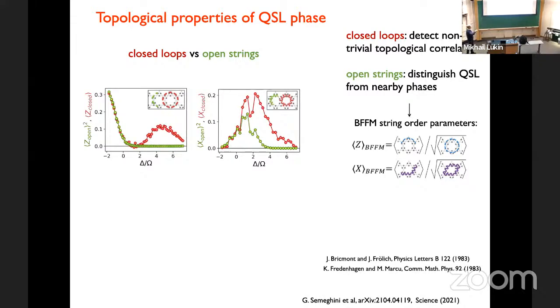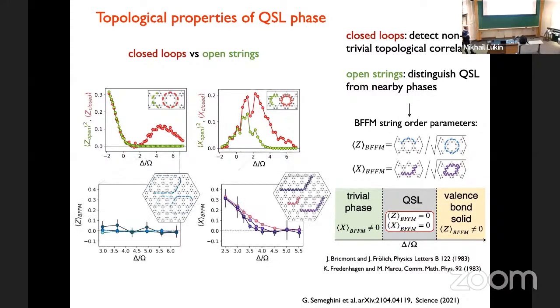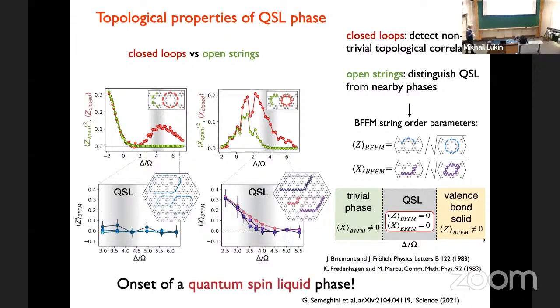It basically compares open strings to closed loops, and essentially these order parameters can distinguish the trivial phase, the quantum spin liquid, and other phases like a valence bond solid. And indeed, what we find is that in some parameter domain, we have all the signatures corresponding to the onset of this quantum spin liquid phase.